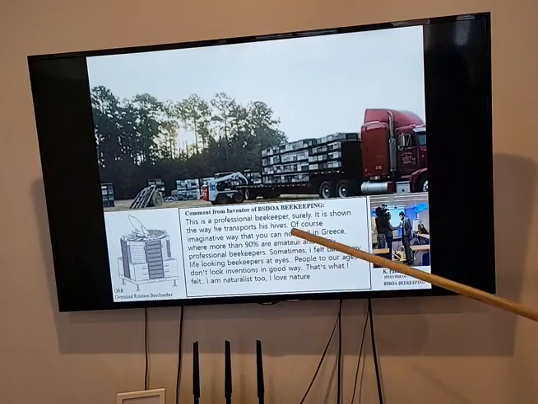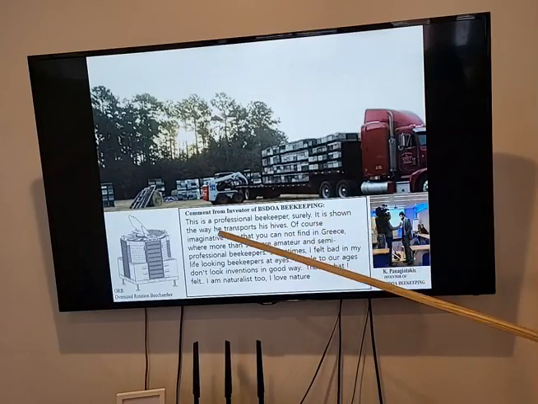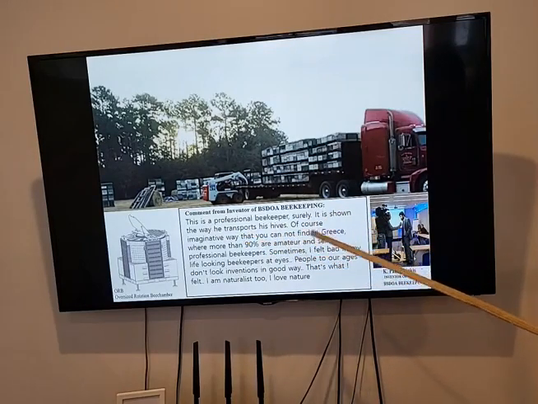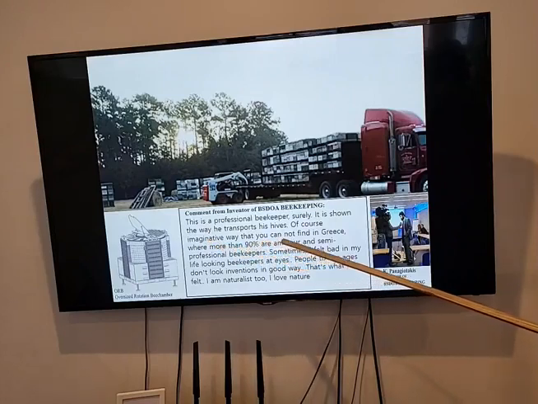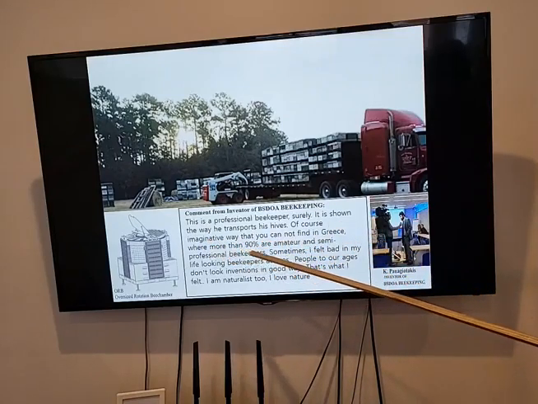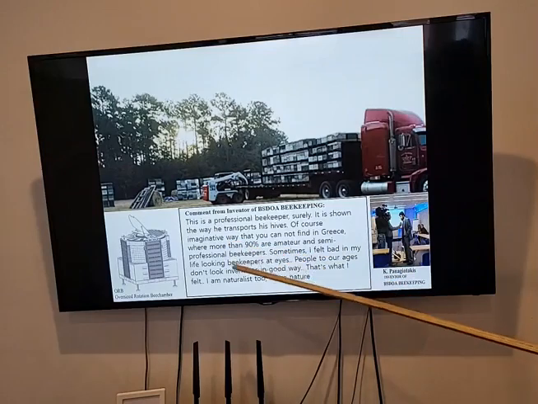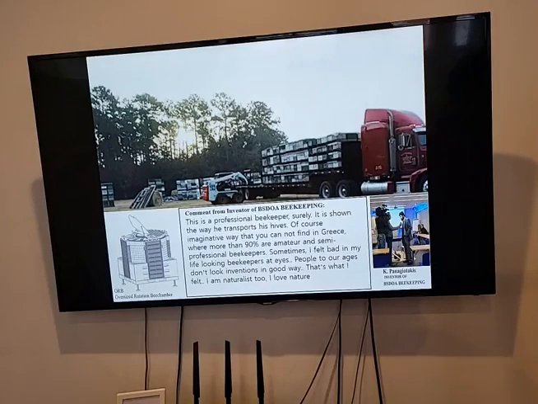This is a professional beekeeper, surely. It shows the way he transports his hives. Of course, an imaginative way that you cannot find in Greece, where more than 90% are amateurs and semi-professional beekeepers. Sometimes I felt bad in my life looking beekeepers in the eyes. People of our age don't look at inventions in a good way. That's what I felt. I'm a naturalist too. I love nature. Okay, let's go.